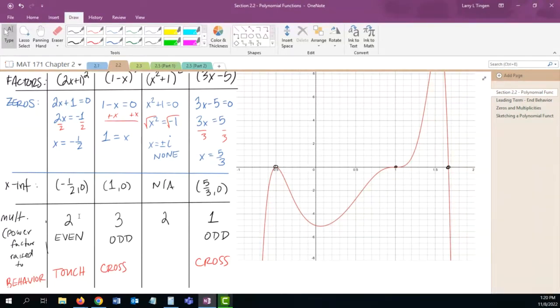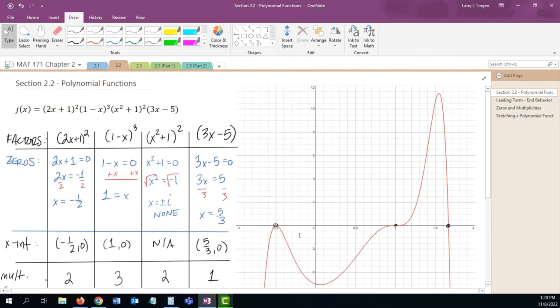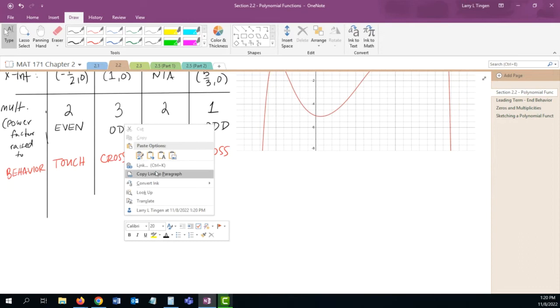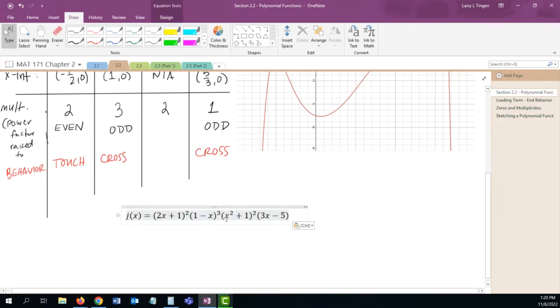So we have introduced zeros. We know how to find our x-intercepts, which we've run into before. And now I've introduced multiplicities and their behavior. The only thing left is for you to take this original function and pick up just a couple more attributes. So here's the function.